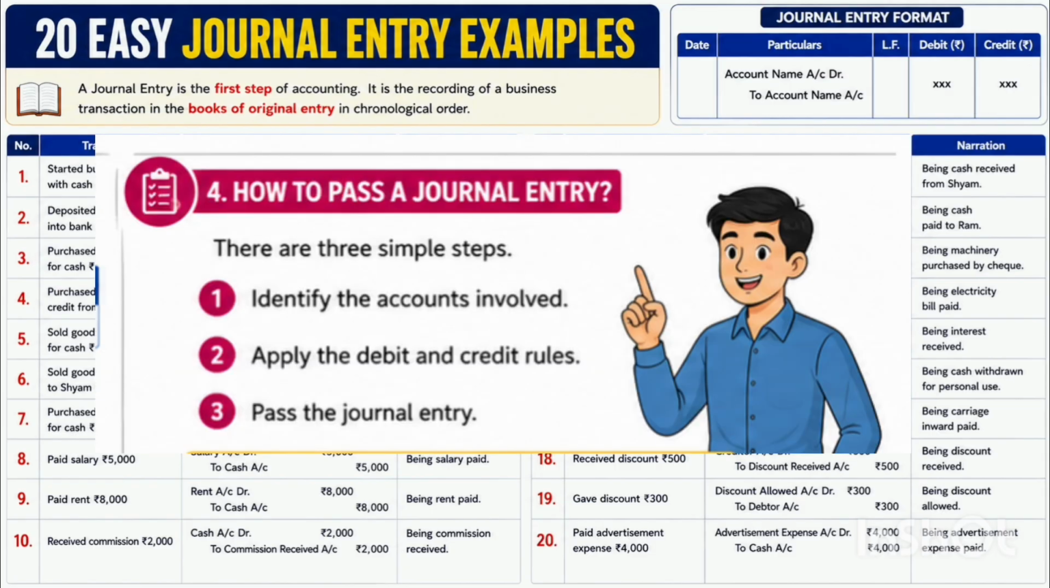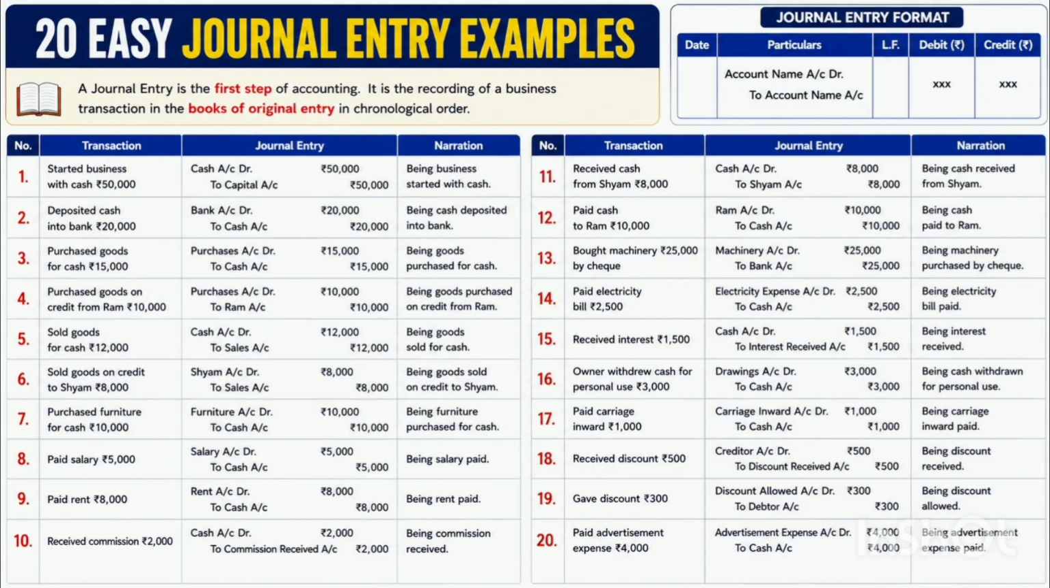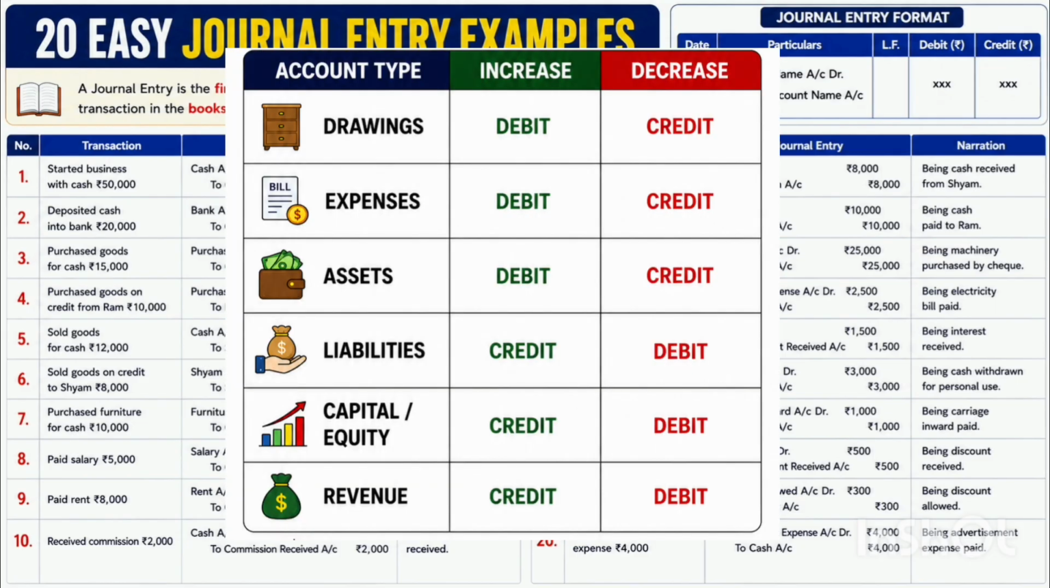While recording the journal entry, we have to follow 3 steps. First of all, we identify the 2 accounts in that transaction. Then we apply the rules of debit and credit, and last we pass the journal entry. We have seen these 3 steps in the journal video. Today we are going to see 10 journal entries, and for that you have to follow these modern rules.